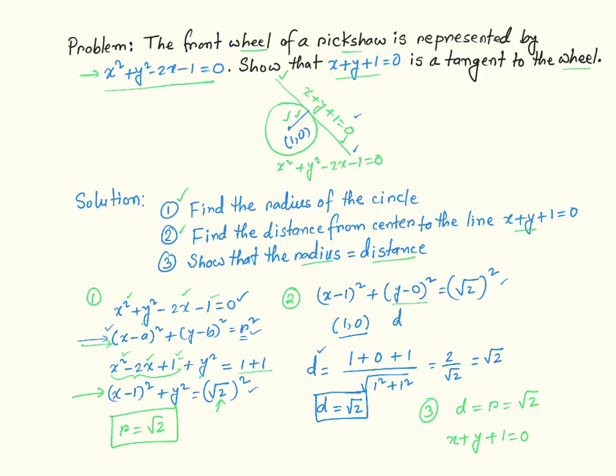Now let me quickly summarize what I have done. Basically, we are trying to show that this line x plus y plus 1 is equal to 0 is a tangent to this circle, which is given by this equation. We do it in 3 steps. Step number 1, find the radius of the circle. Step number 2, find the distance from the center of the circle to the line x plus y plus 1 equal to 0, and then show that these two are equal. That is equivalent to showing that the line x plus y plus 1 equal to 0 is a tangent to the given circle.